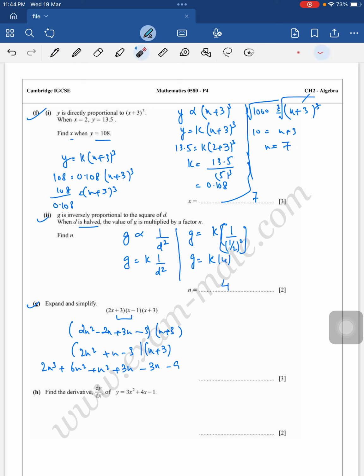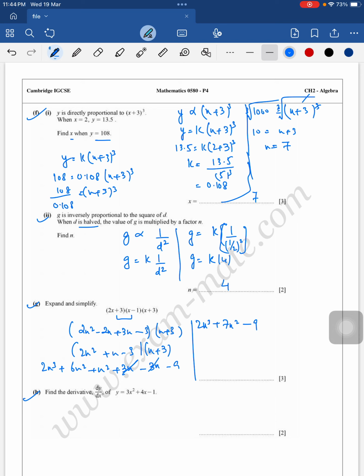The rule is first multiply the first term with both, then the second term with both, then the third term with both. So 6 terms are obtained. Now simplify it. 2x cubed, 6x squared plus x squared is 7x squared, plus 3x minus 3x cancels, right? Minus 9. Clear?